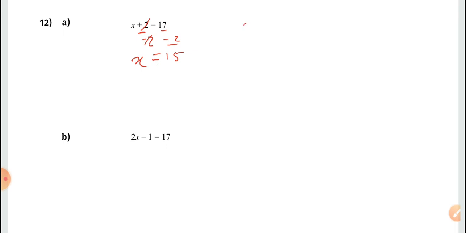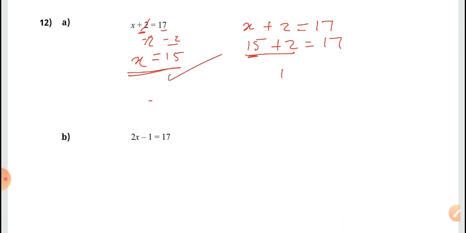The equation started off as x plus 2 is equal to 17, and now we think that x is equal to 15. So we'd write 15 add 2 is equal to 17. Remember, we think x is equal to 15, so that's why we substitute in here. What's 15 add 2? It is 17, so we are correct.